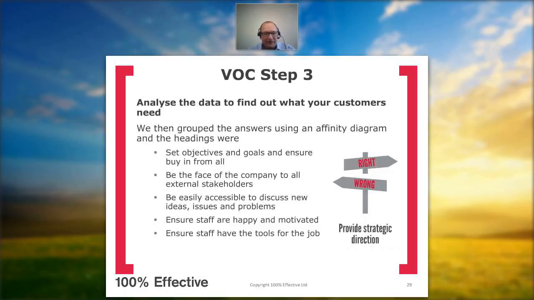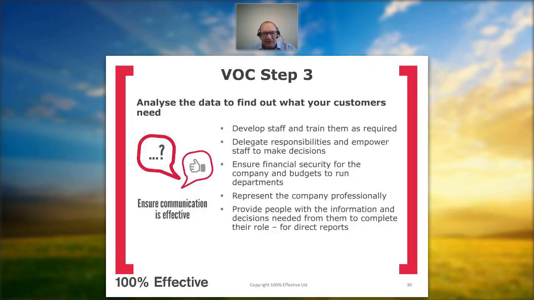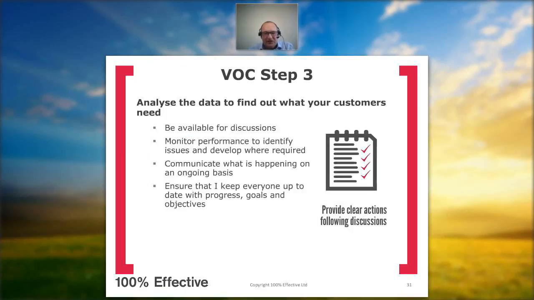People wanted to make sure that they saw me as the face of the company to external stakeholders. They wanted to ensure that they were happy and motivated. They wanted to be given some confidence that the company was secure and that things were looking good. They wanted us to be seen as being professional. They wanted to make sure that if I was around, I was available to be contacted quickly so they could have discussions with me, etc. So these were the things that were important to everybody in the team.